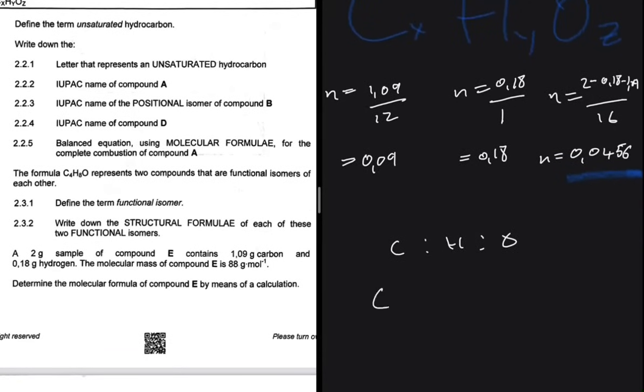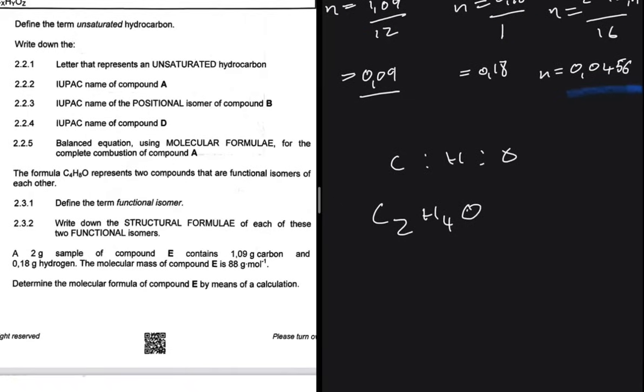So carbon to hydrogen to oxygen is going to be in the following way. Let's go ahead and divide. 0.09 divided by 0.0456, you're going to get 1.97, so we can just take that as 2. For hydrogen, 0.18 divided by 0.0456, we're going to get 3.94, and we're going to take that as 4. And then 0.0456 divided by 0.0456 is just 1, for oxygen.